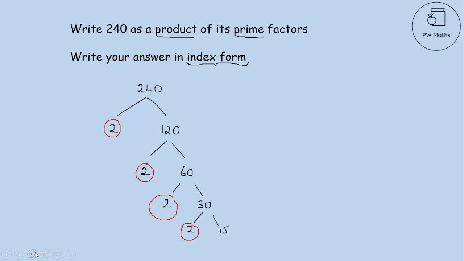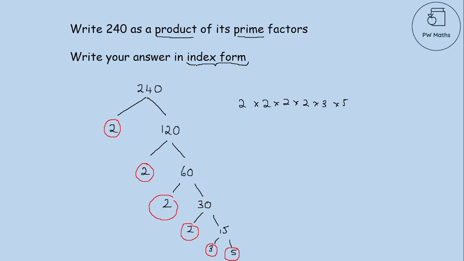15 is not a prime number. There's certainly things I can multiply to make 15, other than 1 and 15. I can say 3 times 5. And then having a look at those, yes, 3 is prime and so is 5. Now, if the question had just said, write 240 as a product of its prime factors, then I could just write it like this, and I would get full marks for the question.